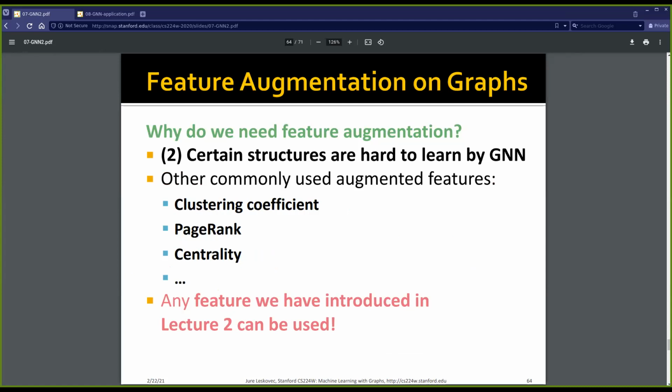Other solutions that we can use, which we discussed already in lecture 2, are to compute, for example, the clustering coefficient, the PageRank centrality, or other centrality measures.